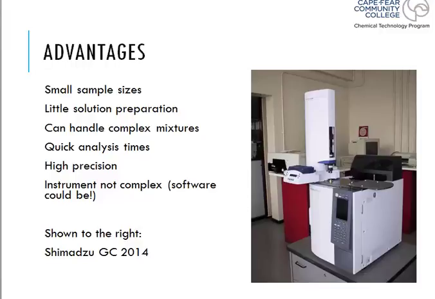So over to the right, you see a GC 2014 from Shimadzu. This is a newer instrument. We had one of these instruments in our laboratory at one point in time, but we had to send it back. The reason we had to send it back is because it did not have a UL sticker on it, and the state forced us to send it back and replace it with an older model that was UL approved. Okay, all right, so this is where I'll stop.